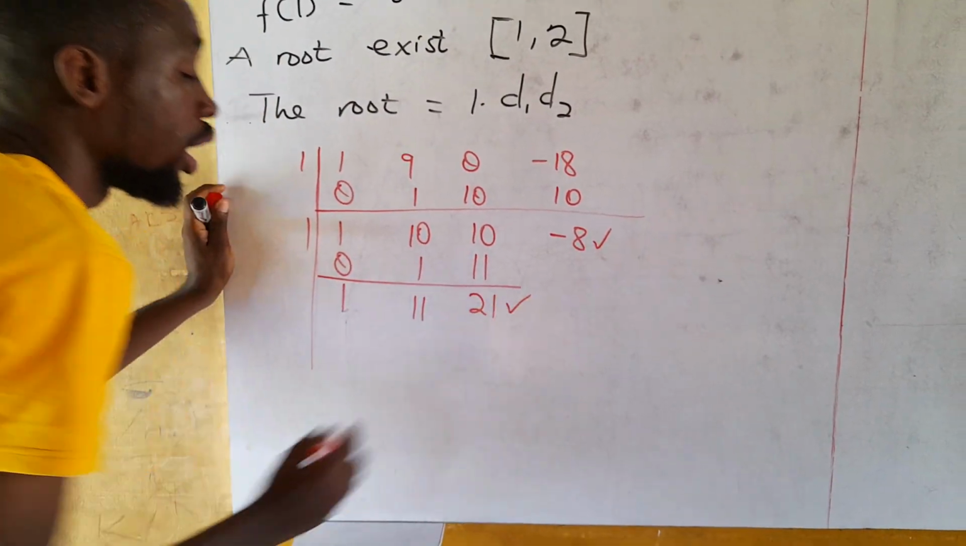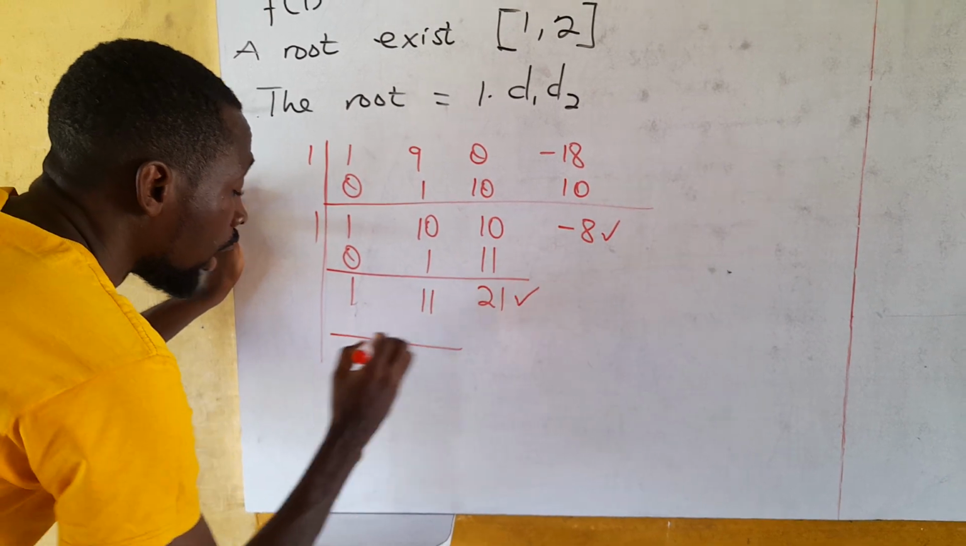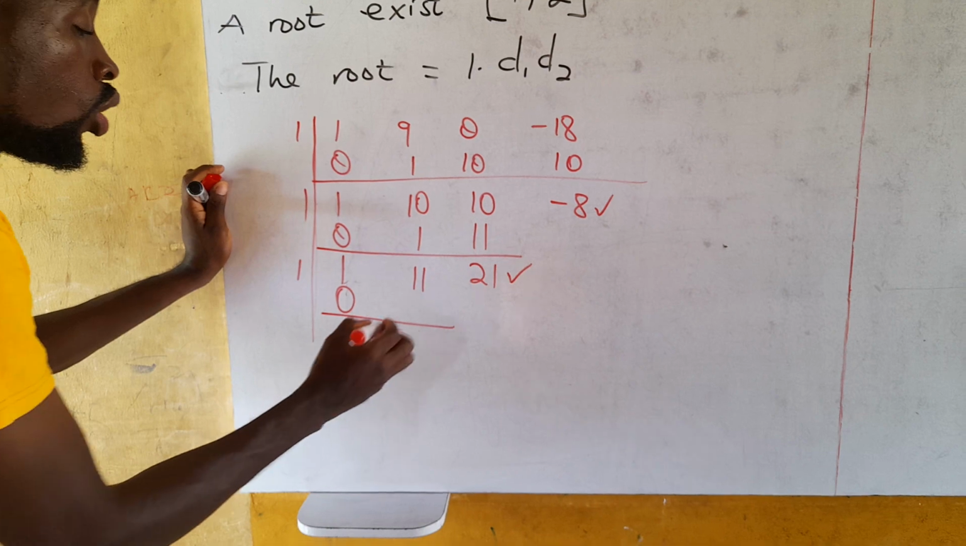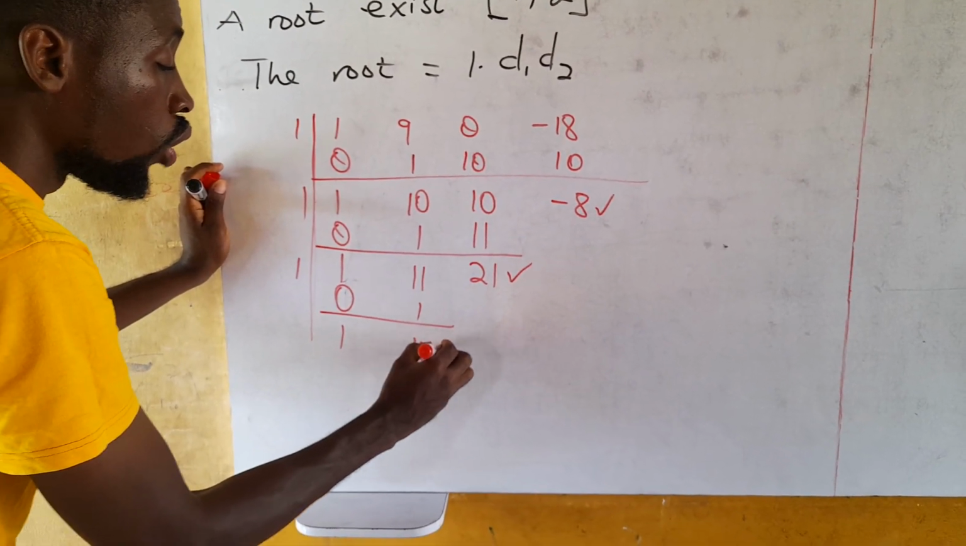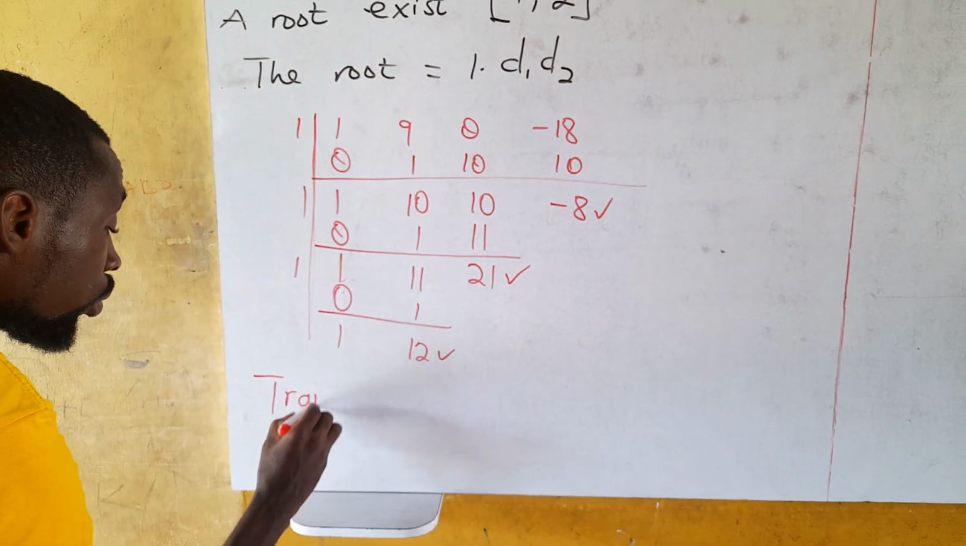Then we are done with this as well. We come here again. 1 plus nothing will give us 1. That's 0. 1 times the 1 will be 1. 11 plus 1, that will give us 12. Then we are done.